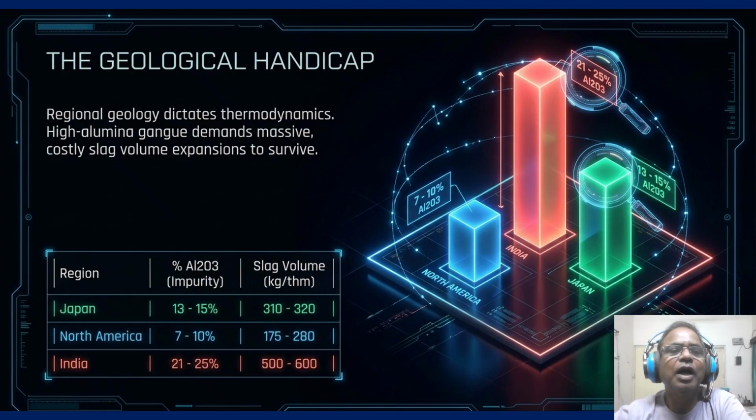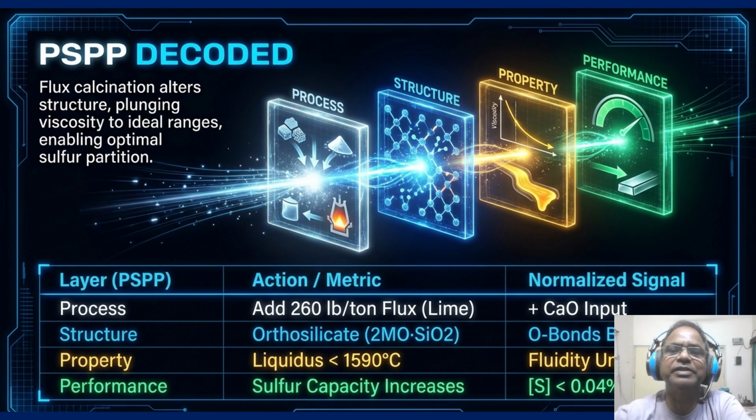So coming to our PSPP framework, it shows the structure defines the property, the property drives the performance. So monitor the O band signal and liquidus temperature. Every sulfur spike is a broken PSPP chain.